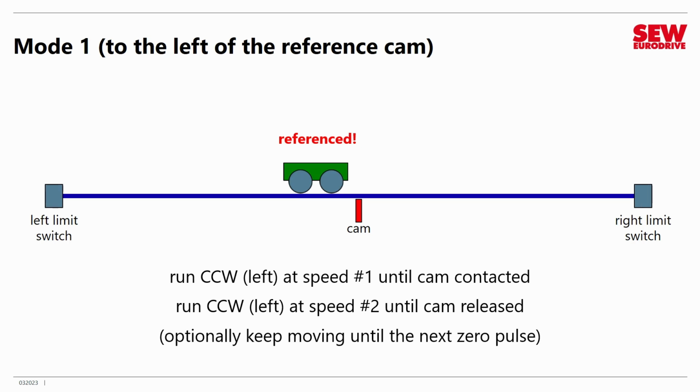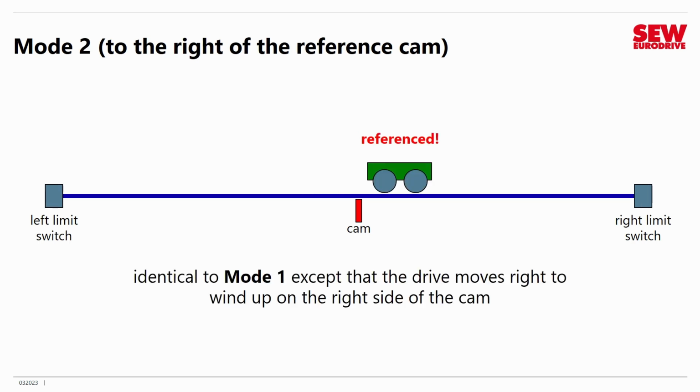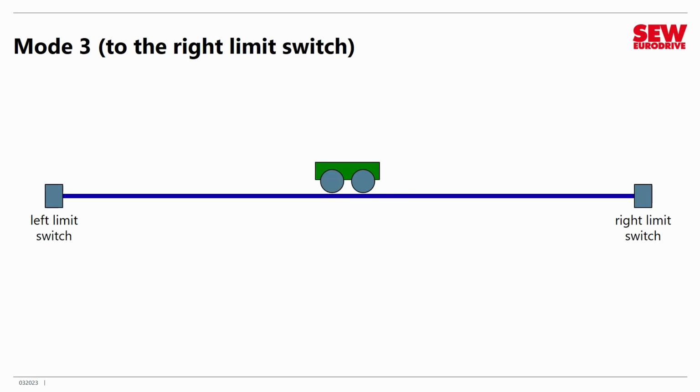Pretty simple. Mode 2 is exactly the same as Mode 1, except you move to the right, and your goal is to be on the right side of the reference cam. Other than the position you wind up in the end and the direction you travel, it works just the same way. So that's Mode 2 out of the way. So Modes 1 and 2 are kind of a pair of modes.